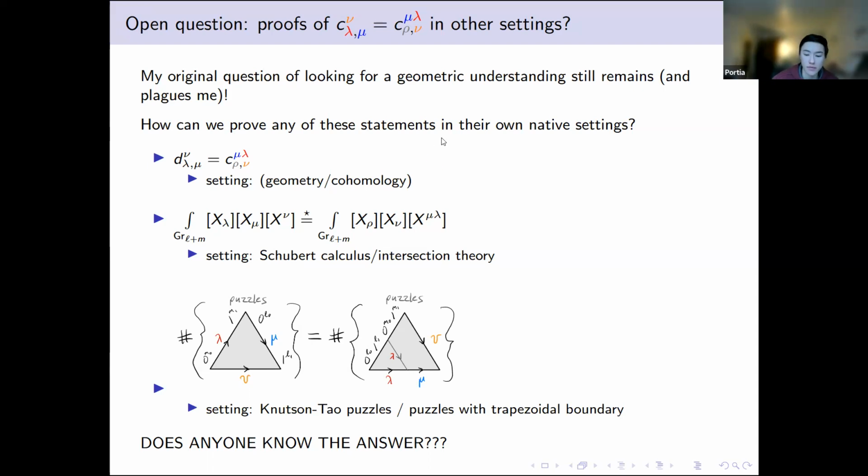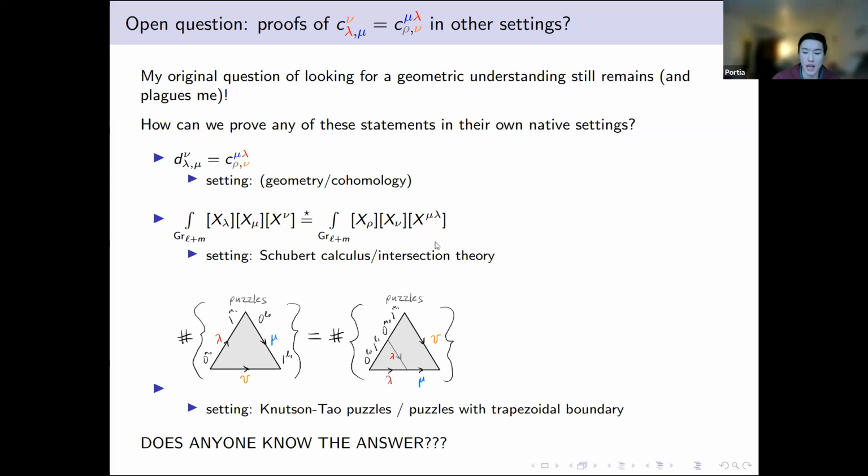So these are the still open statements: can we prove any of these things in a more native way, without already knowing that this is true because of the skew tableau business, and thereby prove something about the skew tableau by going in this direction first?